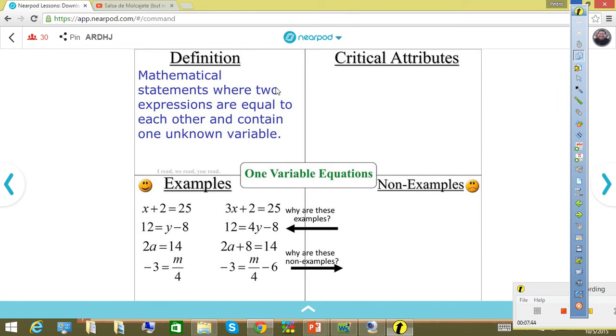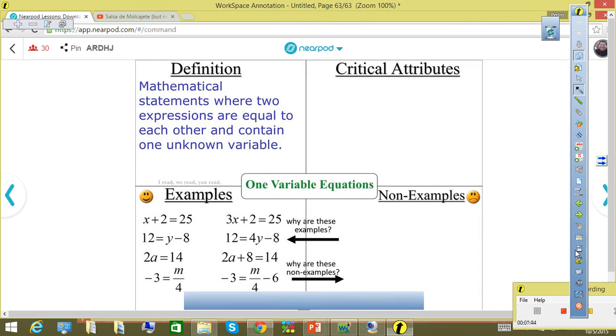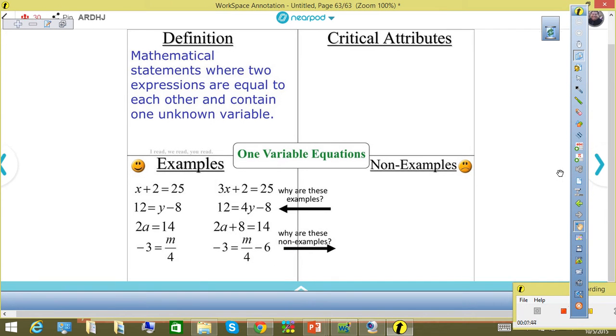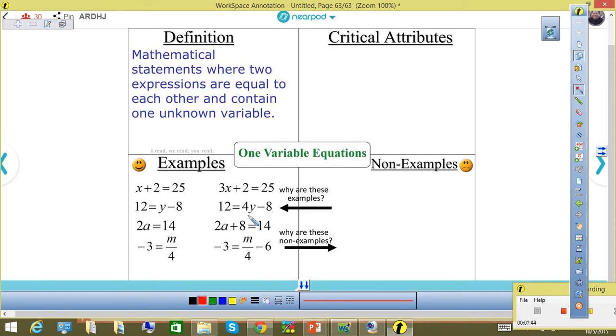It says, one-variable equations are mathematical statements where two expressions are equal to each other and contain one unknown variable. And I gave you all these examples. Now, that's a mouthful for a definition. So in order to shorten it and make it a little bit clearer, if you have your colored pens in red, I'm going to ask you to underline where it says two expressions equal to each other. Is that a little bit shorter? Yeah, right?